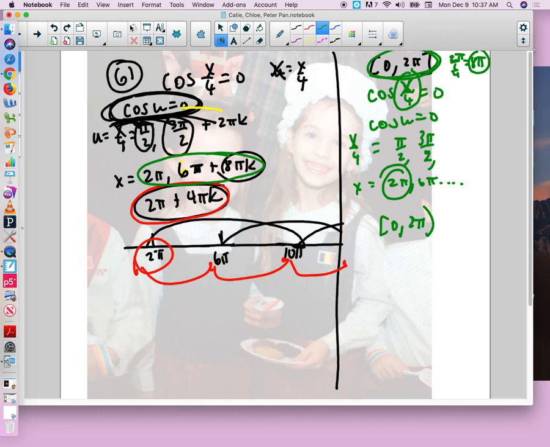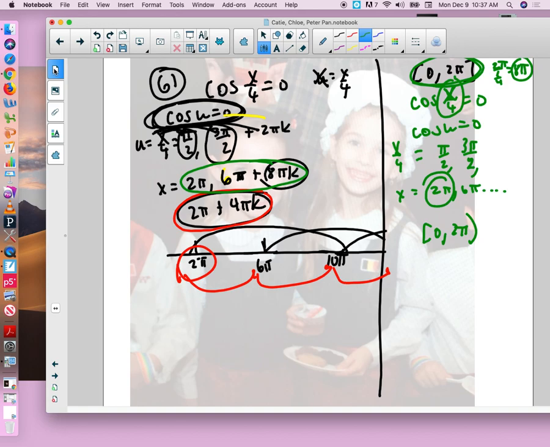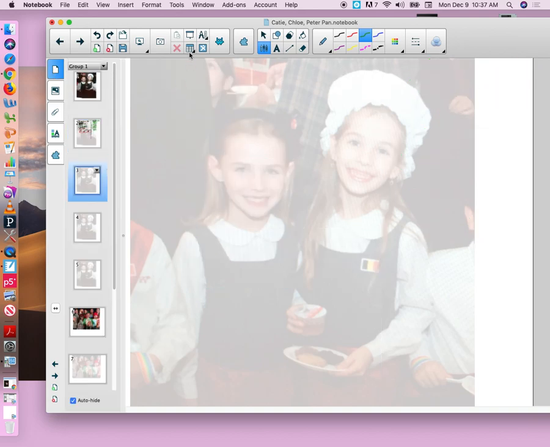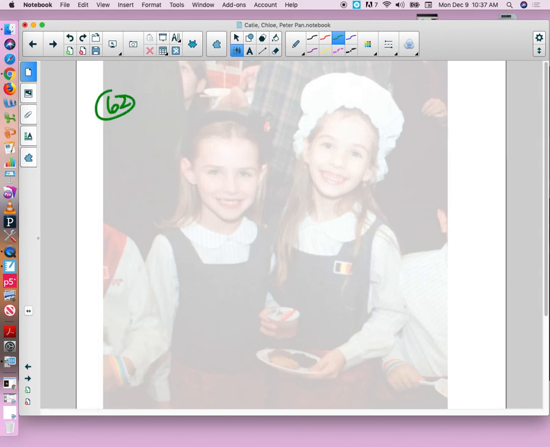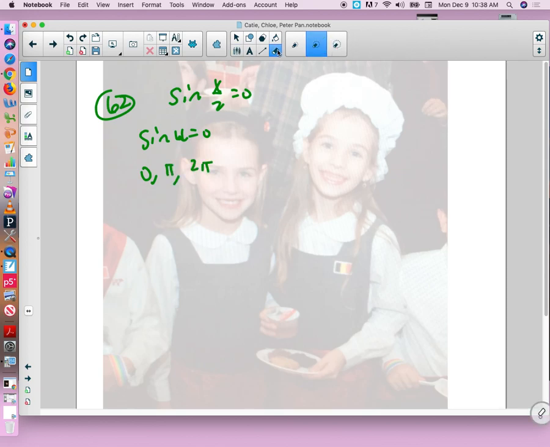All right, now let's go to 62. Like I said, I was going to thread these in. You may not have tried 62. 62 is the sine of x over 2 equals 0. All right, the sine of x over 2 equals 0. I'm going to treat this as the sine of u equals 0. And sine is 0 at 0, pi, 2 pi, and so on. I'm not going to list 2 pi.